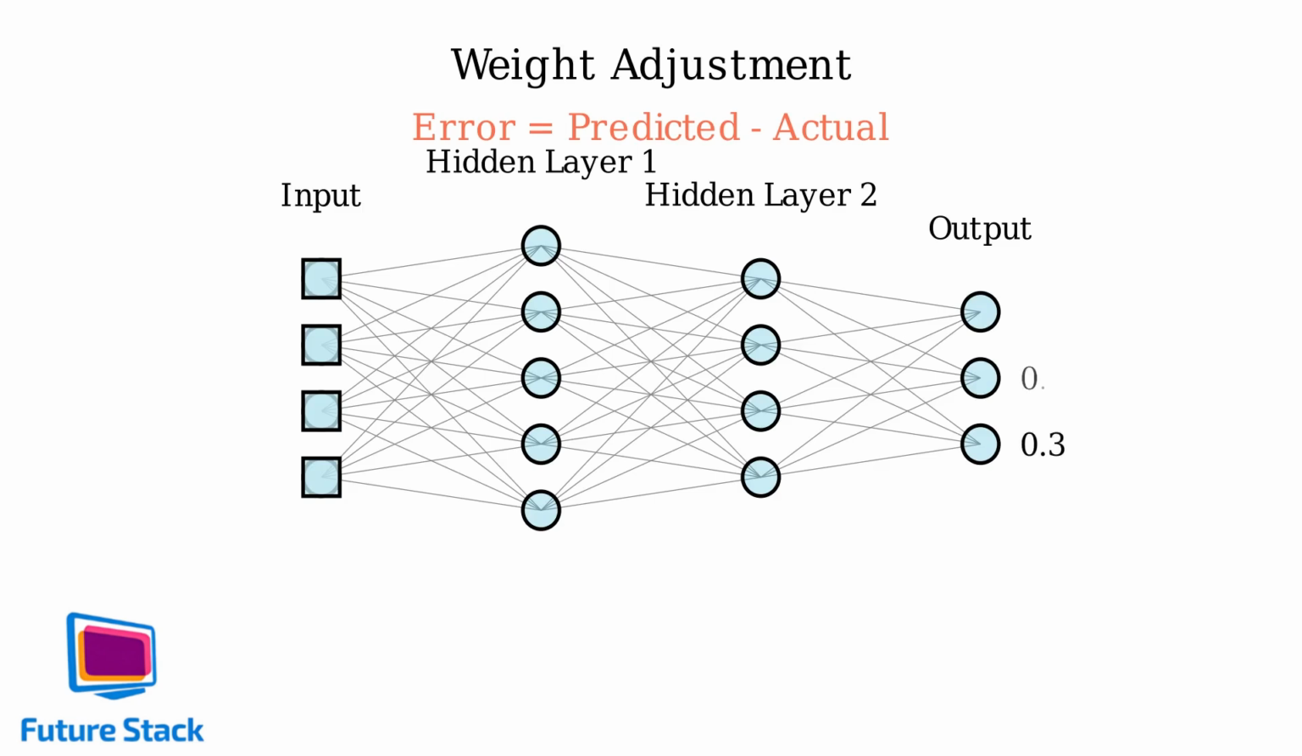After training, the network can make accurate predictions by processing new data through its optimized connections. This process of forward propagation and weight adjustment continues until the network achieves satisfactory performance.